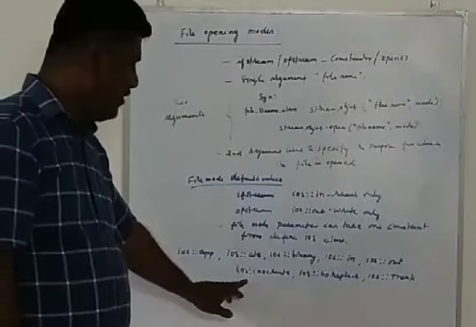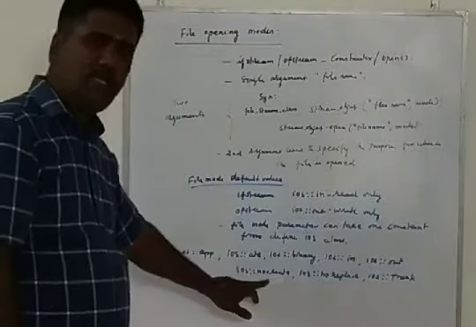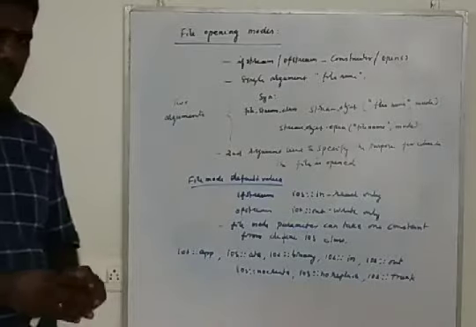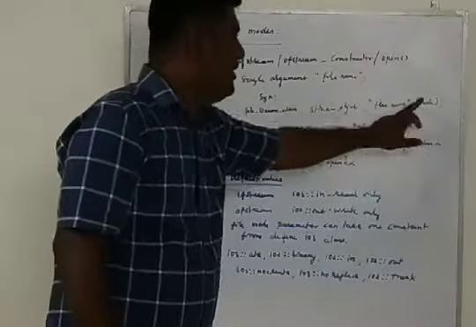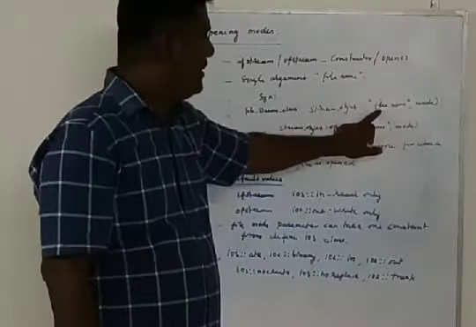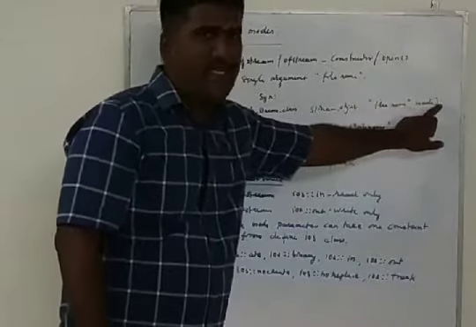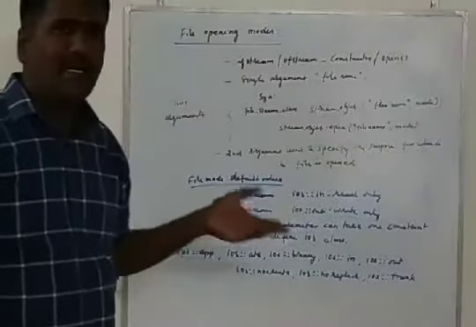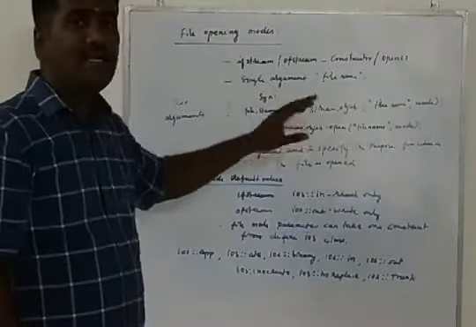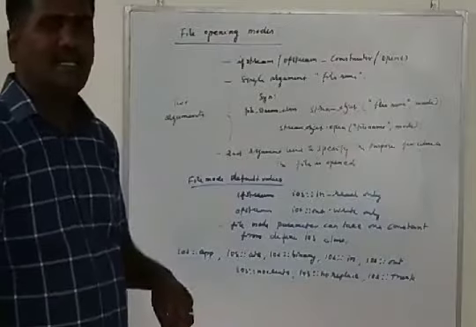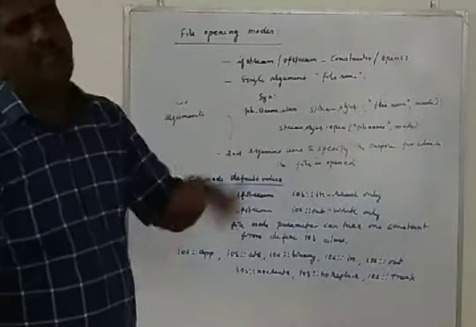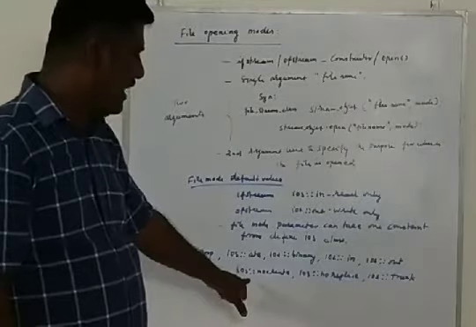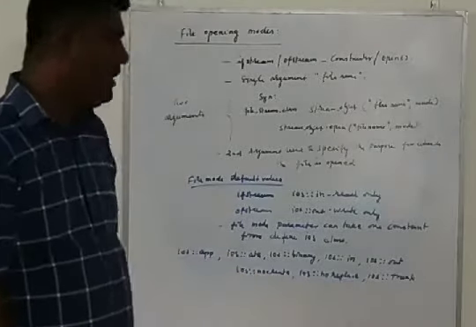Next, ios::noreplace... sorry, first ios::nocreate. Suppose we want to open a file, for example the capital file. With ios::nocreate, if the capital file already exists, at that time we need not create it again. The same file is used for the current purpose. So for that purpose we use ios::nocreate.